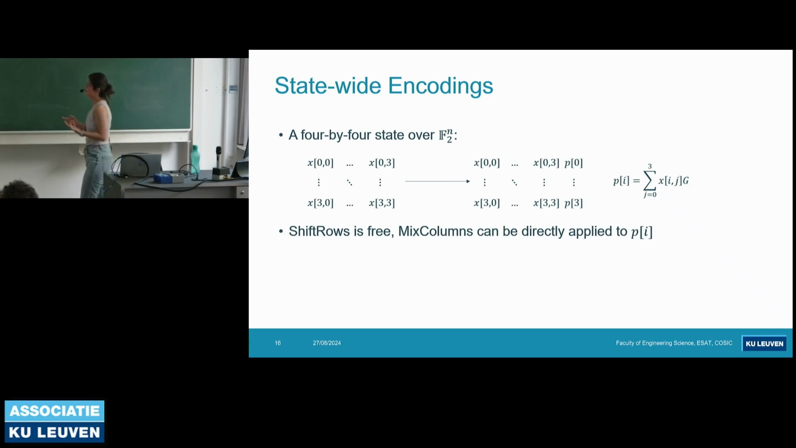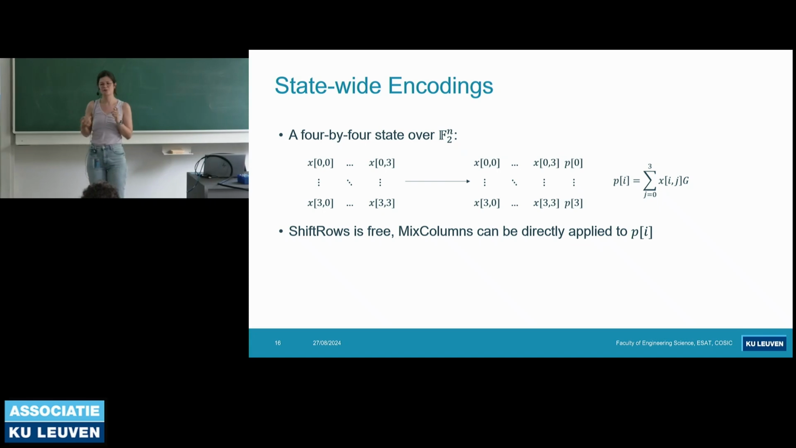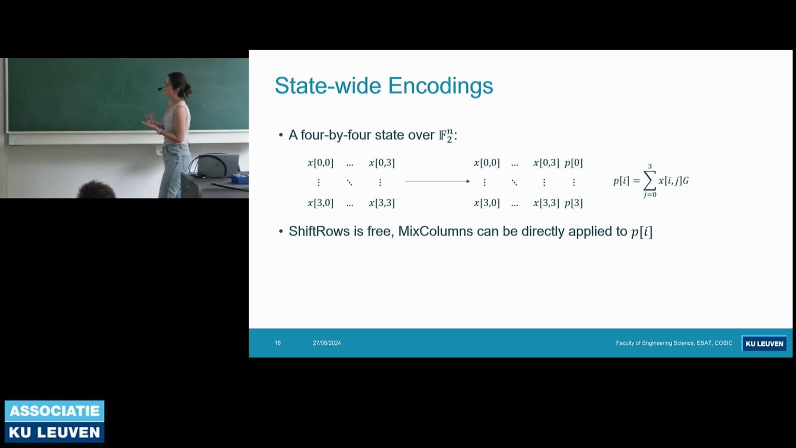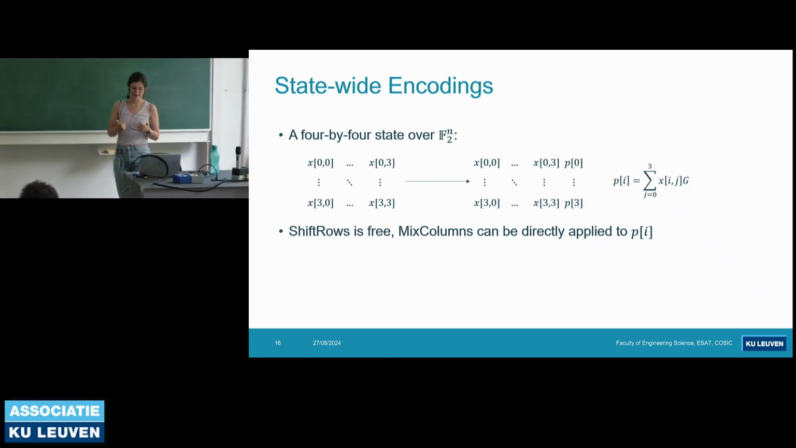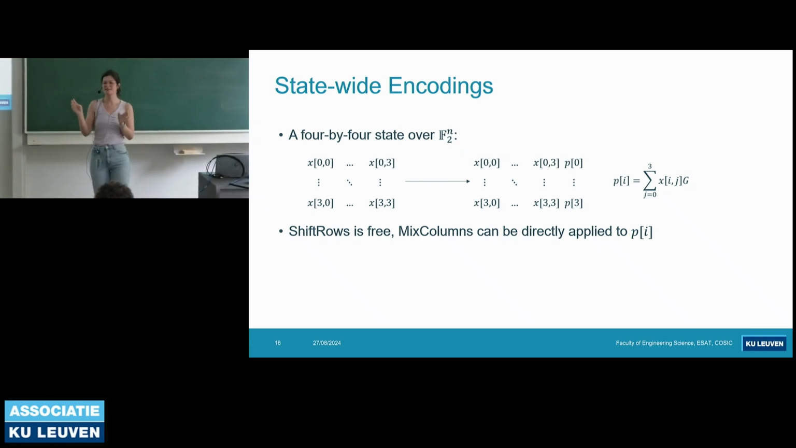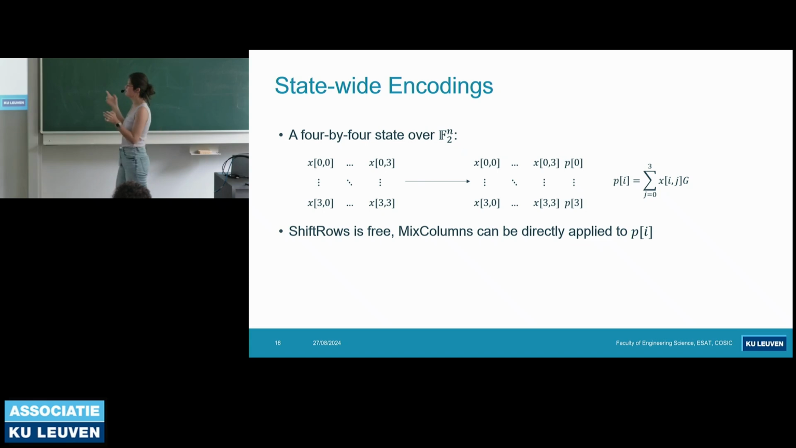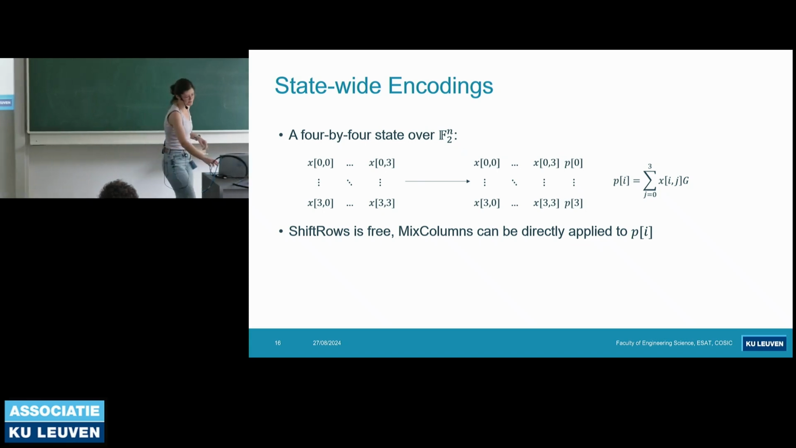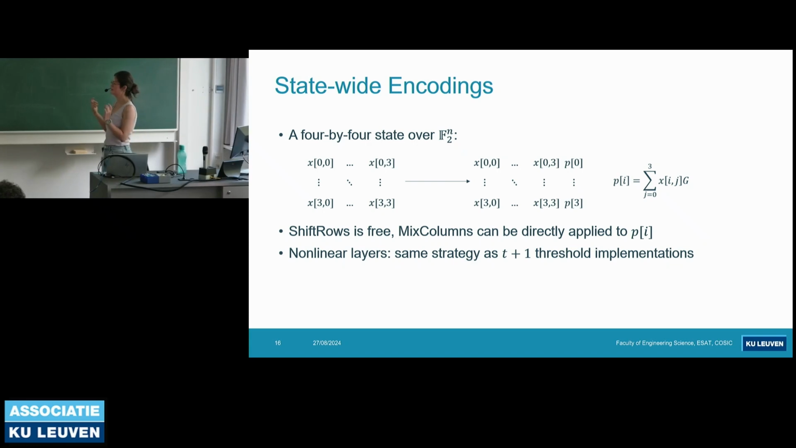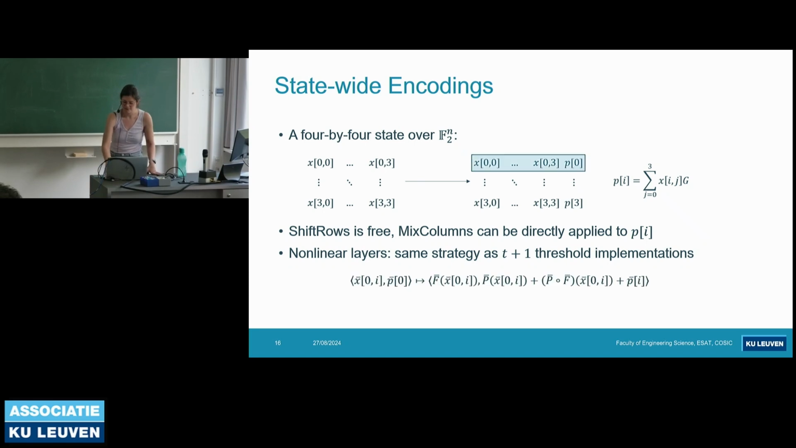In this construction, we can already see that shift rows is free, because in shift rows, nothing is changing in the parity bits. And we can also say that mix columns can be directly applied to the parity bits. So with this construction, we can already get a really good reduction in the area size for linear operations. For the nonlinear operations, I can't say the same, because we still need to follow the same strategy that I showed in the T+1 threshold implementations.